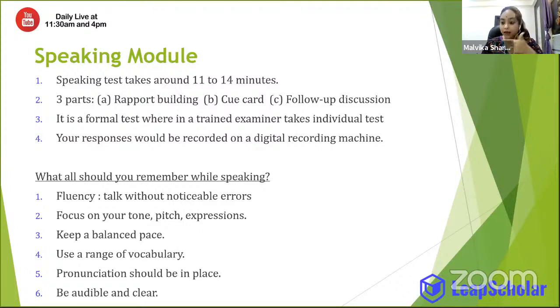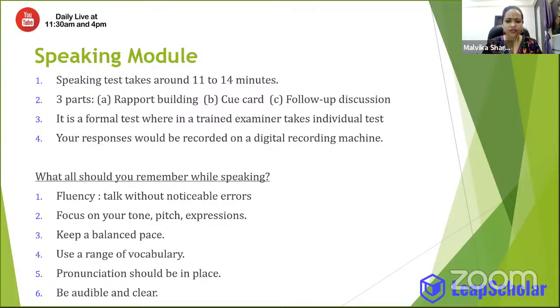Being audible and clear is another thing. Keep a balanced pace. Don't go too fast or too slow. Then focus on your tone, your pitch, your expressions. We're not robots, guys. We are humans. We talk with emotions. So talk like that. Okay? All right. Then range of vocabulary.